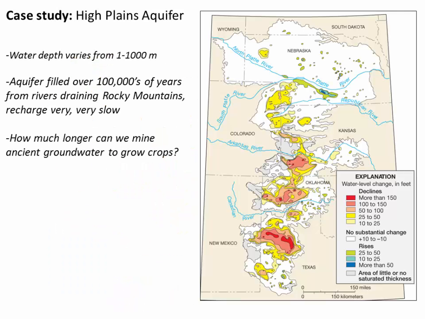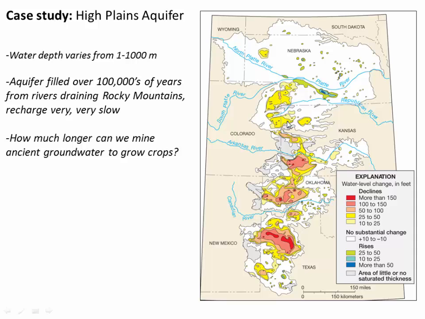Now in this video, I want to focus in on a specific aquifer that we'll use as a case study for many of the points we're going to make about groundwater. And that's called the High Plains Aquifer. It is a single interconnected aquifer that sits at the foot of the Rocky Mountains. So it's mostly in Nebraska, Kansas, Oklahoma, and a little bit of Texas. So this is one big interconnected aquifer, and the water depth varies from about 1 meter to 1,000 meters. So it goes from being really deep to right at the surface.